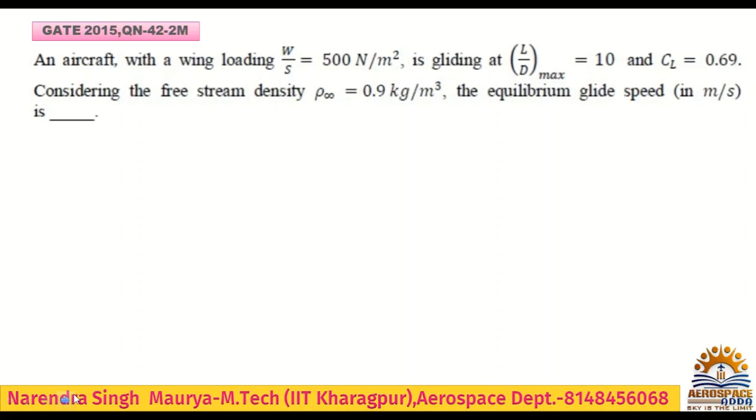Again, this is GATE 2015 question number 42. It was asked for 2 marks. So we'll read this question. What is given? An aircraft with wing loading. So first I will write the given data, so it will be better.